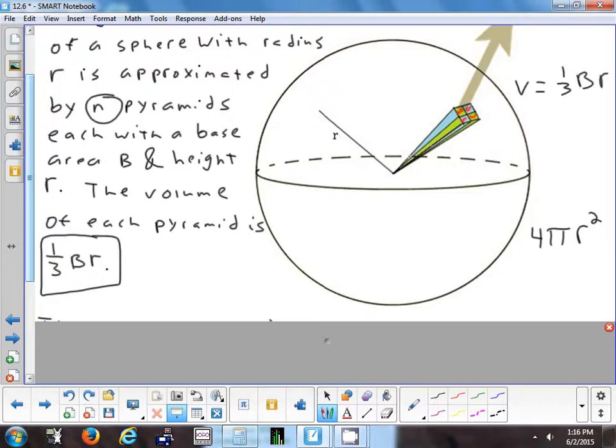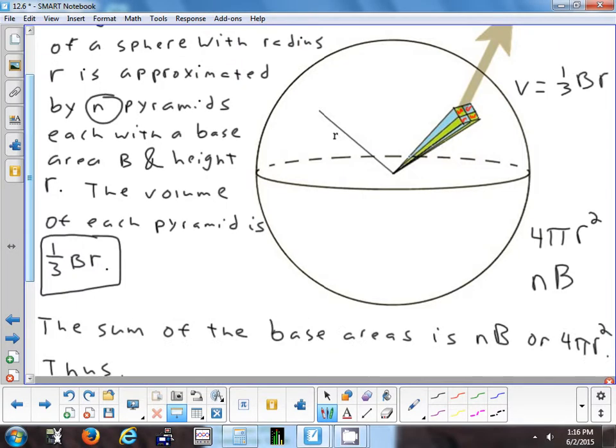So I know that if I find the area of all these little squares, this one, that one, every single one of them, that's what the surface area should add up to. Because those little squares make up the entire surface, if I put enough pyramids in. Denver, how many pyramids do we have? N. And how do we represent the area of each one of these squares? What letter? B. Yeah, capital B.